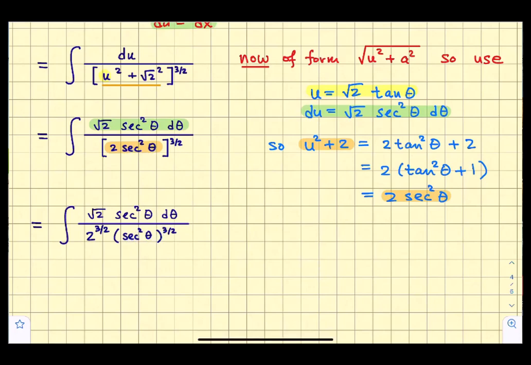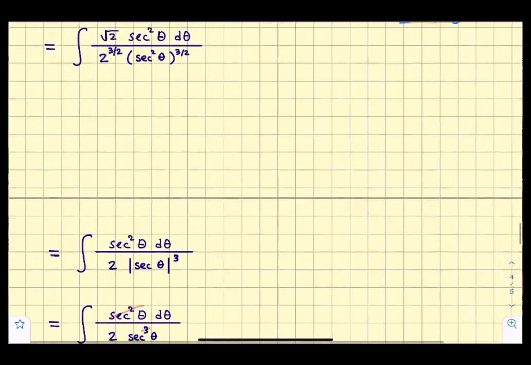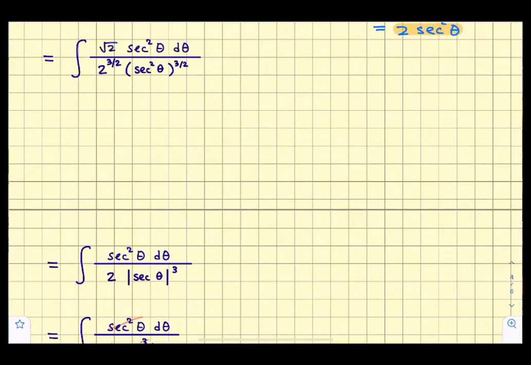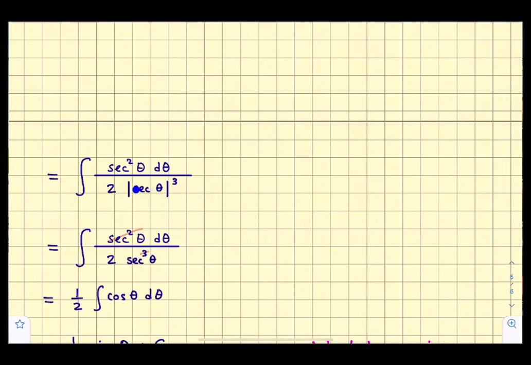There's a variety of ways that you could handle this algebraically. This is just one of them. And now I could simplify this as a 2 to the 1/2 power over a 2 to the 3/2 power. So I should end up with 1 power of 2 in the denominator. I can think of the secant squared theta to the 3/2 as the secant squared of theta to the 1/2, all raised to the 3rd power. And when you compute that, you get the absolute value of secant theta, quantity cubed. But by how we had set up our substitution, secant of theta here is greater than or equal to 0.